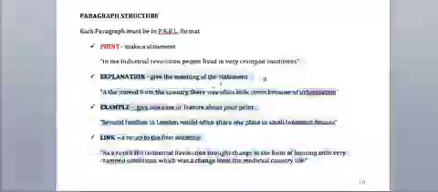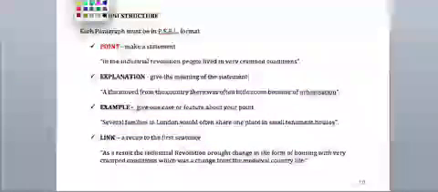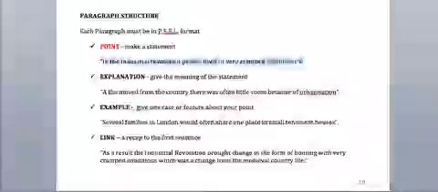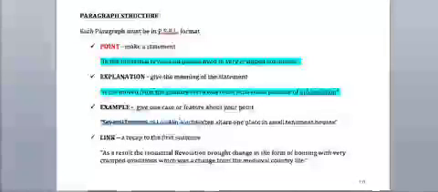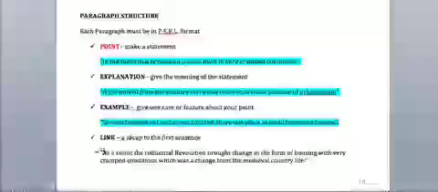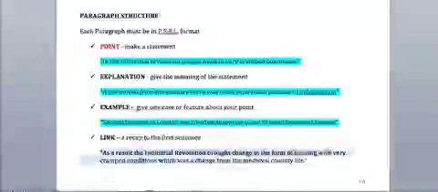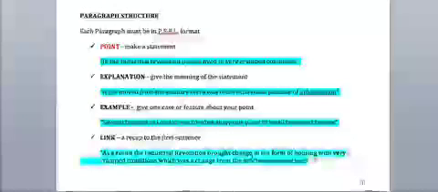Okay? So, for example, I've said here, here's my point. In the Industrial Revolution, people lived in cramped conditions. Here's my explanation. Moved from the country, there was very little room because of urbanization. Here's my example. Several families in London would often share one place in a small tenement house. Okay, and then my link. As a result, the Industrial Revolution brought change in the form of housing, which was very cramped conditions, which was a change from medieval country life. So there's my link, linking back to medieval society.